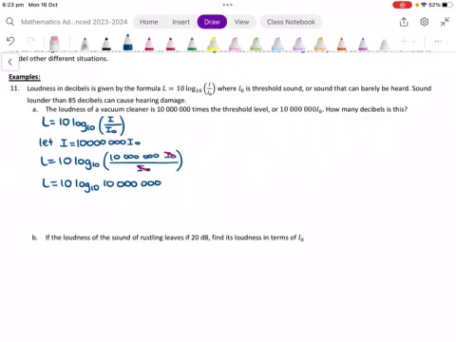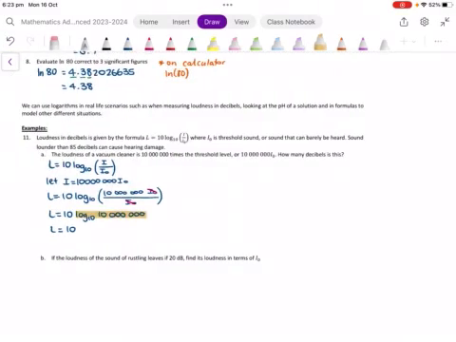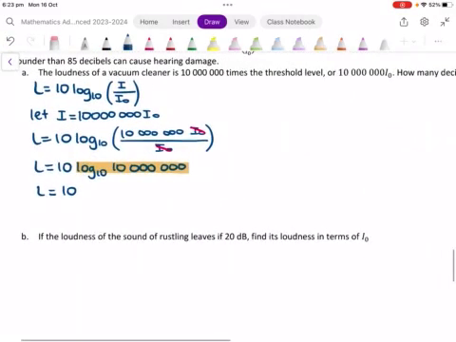Now, if you just press log of 10 million into your calculator, it will straight away tell you. Actually, we're using orange to signify that we're putting something into our calculator. So if you put that into your calculator, you get that that is equal to 7. So that means our loudness is equal to 70. Now, if you didn't know to put this into your calculator, we can have a little look at it over here.